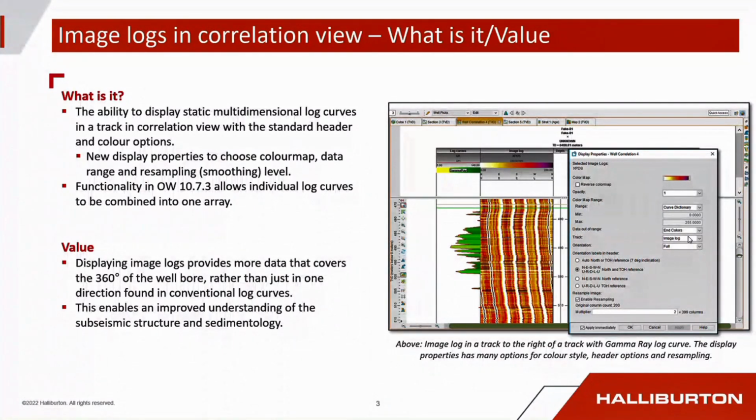There are multiple display options, including standard image log color maps, color range selection, opacity, and resampling to smooth the image. In addition, the loading of image log data requires a DLIST format file. However, if the log curves are brought in individually, there's an option to quickly combine the log curves into one array when managing the image log data.